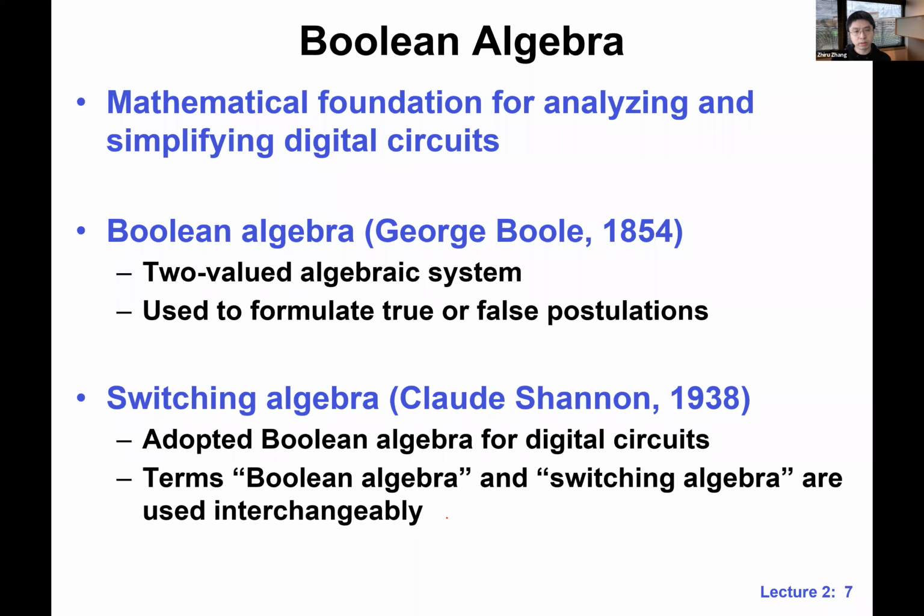Actually, many people think he's on par. He's right there. He actually proposed this idea, switching algebra, as part of his master's thesis at the age of 21. And later on, he also invented information theory, which is the foundation of modern communication systems. So that's why you should remember this name.